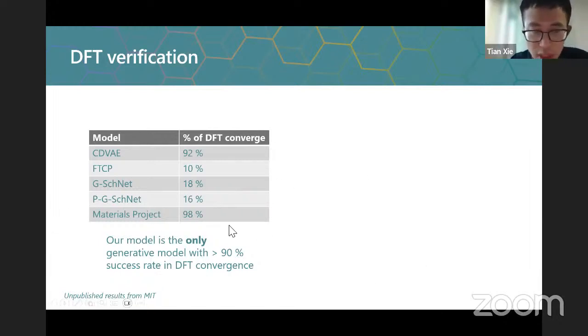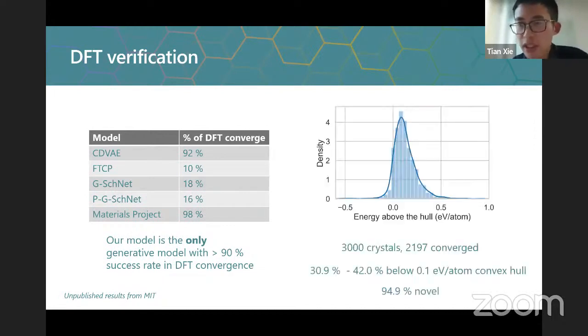So this is the ground truth Materials Project, which are all stable materials. For some reason, we did not get 100%, it's like 98%. So it has already shown that our model generates much higher quality material than other models. We have further quantified the percentage of stable materials that we generate. Here, we generate 3,000 crystals, and around 2,000 of them converged. We found that maybe 30 to 40% of these materials are within 0.1 eV of the convex hull.